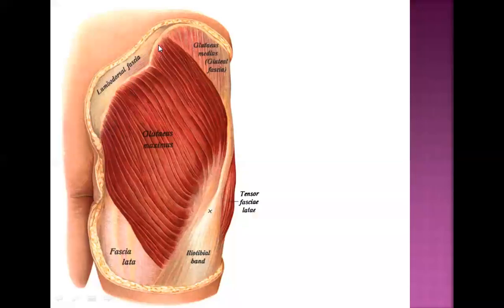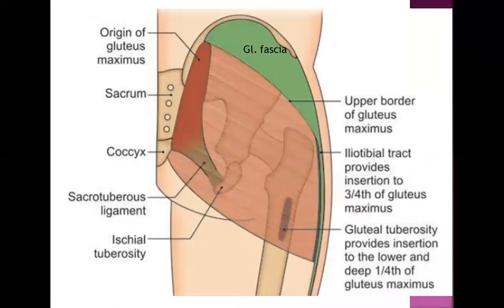The gluteus maximus also takes origin from a fascia here. You can see this is called the lumbodorsal fascia, the fascia covering the erector spinae muscle. I'll just show you another diagram to understand the origin. So the origin is from the gluteal surface of the ilium, from the dorsal segment of the iliac crest, the dorsal surface of the sacrum and coccyx, and from the sacrotuberous ligament.